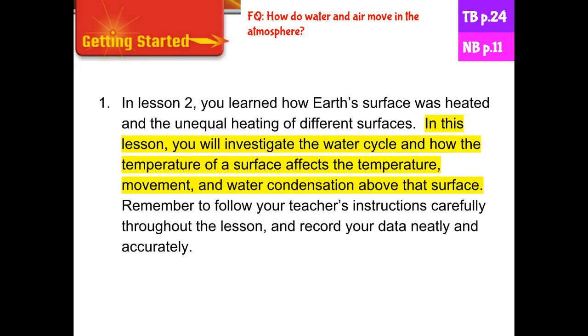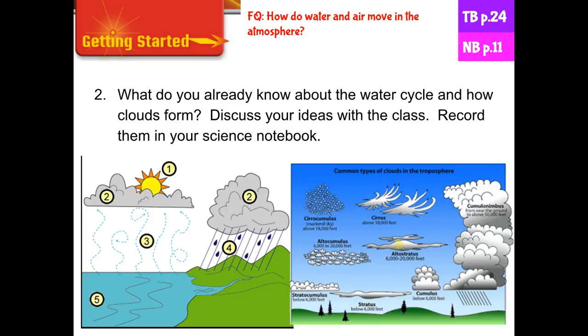So for our Getting Started, number 1, we're going to do this little overview of the lesson, talking about the water cycle and how temperatures of the surface of the Earth affect movement and water condensing above it. And as always, remember to work carefully, neatly, and accurately during your investigations. For the second part of Getting Started, we're going to discuss as a class the water cycle and how clouds form. We're going to be looking at a couple of pictures here, different types of clouds, and discussing the ideas that you already have, your prior knowledge with the class, and recording those in your notebook.